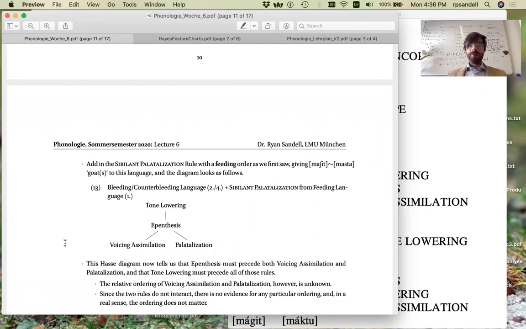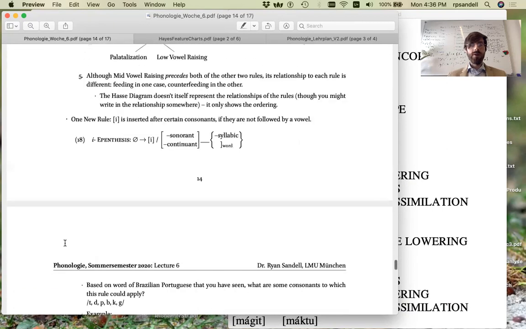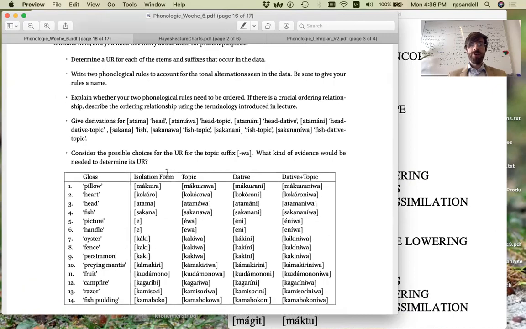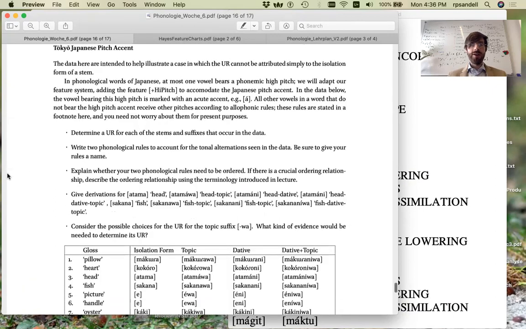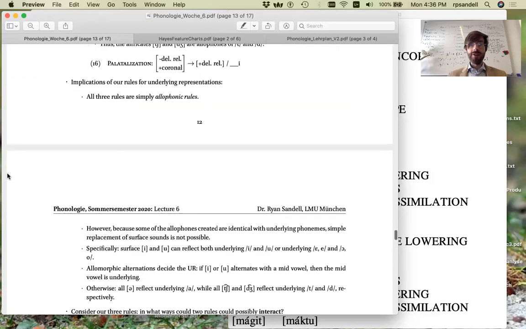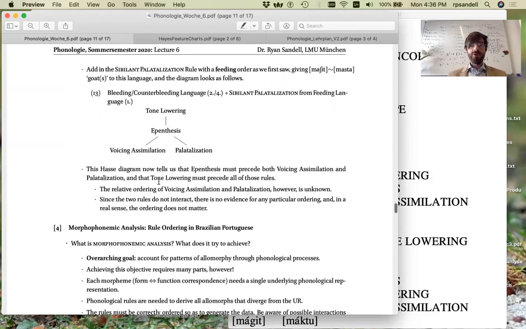So at this point, we can conclude the lecture for today. I think in the exercise, in the Übung for this week, we will look at another case involving tone alternations from Tokyo Japanese. And in the next lecture, we will look at a more detailed morphophonemic analysis from Brazilian Portuguese.